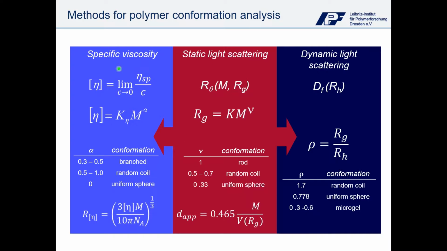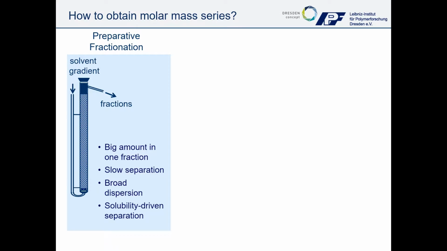Now, at least two of the parameters of these equations are molar mass dependent, which means that we have to obtain a series of molar masses out of one sample, and this is usually not very easy using different synthetic conditions. Usually we have to use a fractionation. Preparative fractionation is a well-known method to obtain fractions according to the molar mass. The principle of this fractionation is based on the different solubility of different molar masses, so using a solvent gradient we can obtain the fractions in different molar masses.